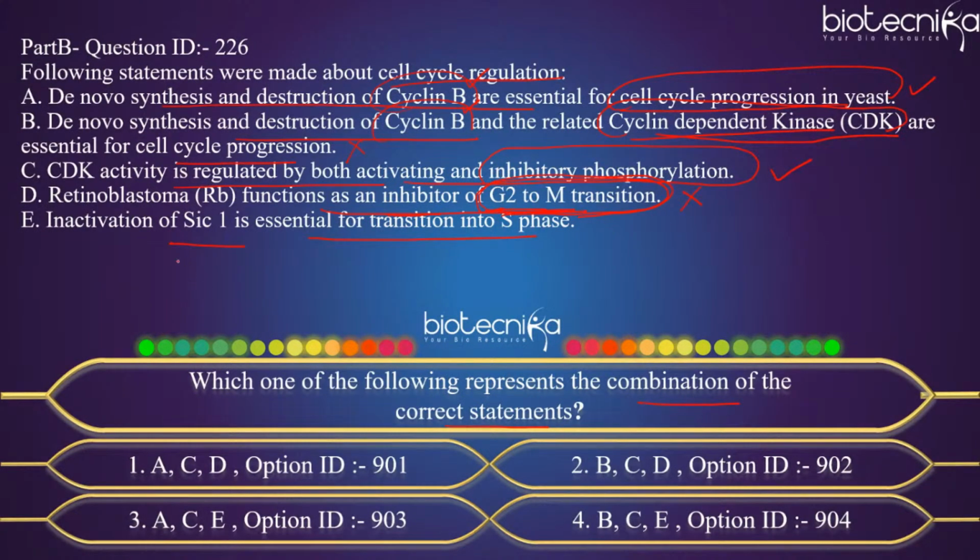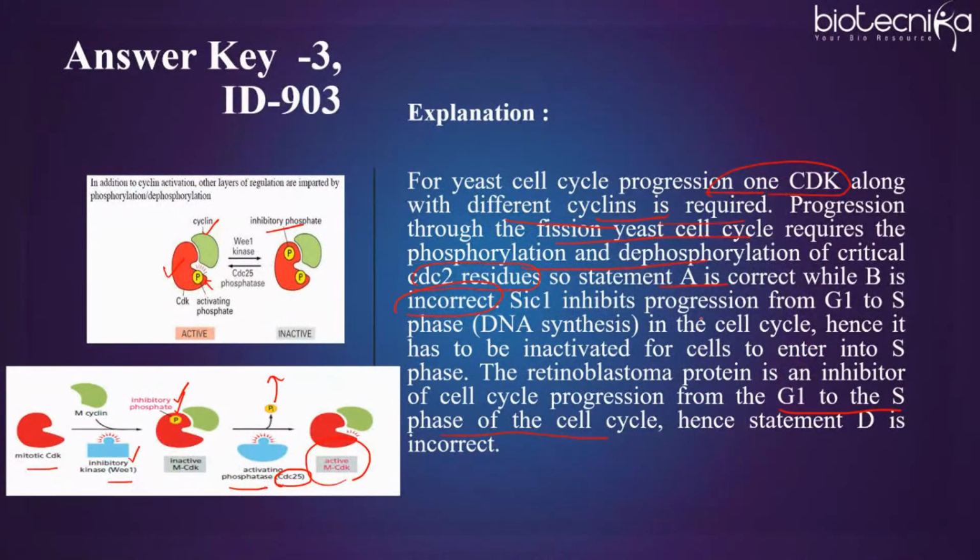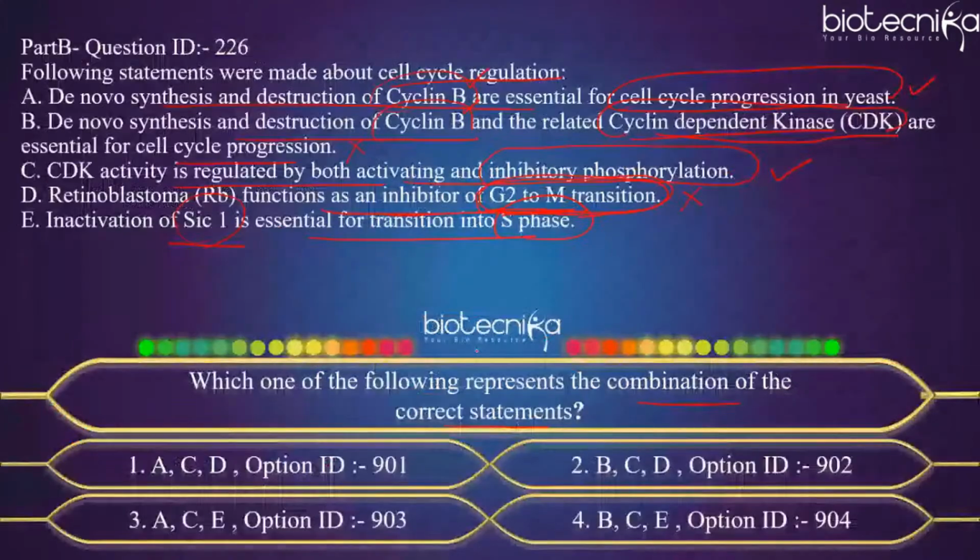Now coming to E, inactivation of SIC1 is essential for transition into S phase. Yes, SIC1 is actually an inhibitor. It inhibits progression from G1 to S phase in the cell cycle. Hence, this has to be inactivated so that the cells can enter into the S phase. Because E is correct, the right answer is A, C, and E.